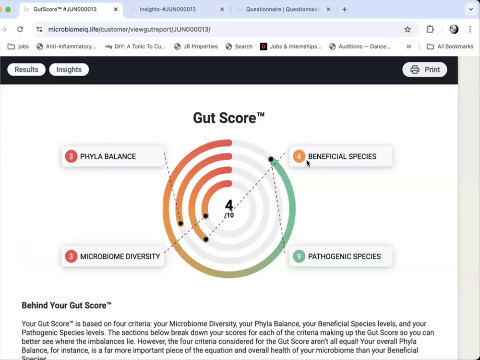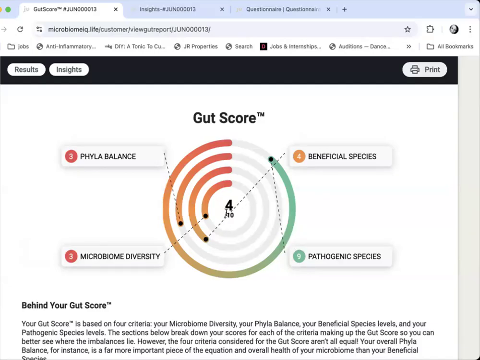If you have a score of 4 to 6 in any of these, you'll see the orange circle around it. That's basically saying you're doing okay. There's definitely room for improvement, but you've got some things going on that are actually pretty supportive. Then if you have a score from 7 to 10, you'll see the green circle around it, which indicates you're doing really good. There's probably room for improvement somewhere, but ultimately you're doing a good job. So that's what those colors and the scores mean.